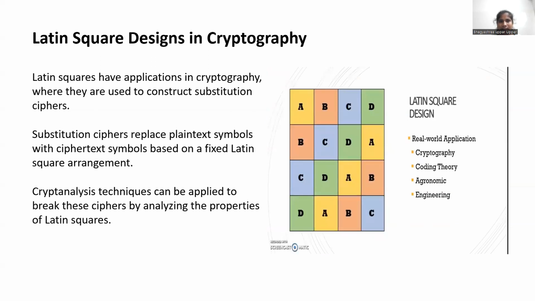Latin square design in cryptography. Latin squares have applications in cryptography where they are used to construct substitution ciphers. Substitution ciphers replace plain text symbols with cipher text symbols based on a fixed Latin square arrangement. Cryptanalysis techniques can be applied to break these ciphers by analyzing the properties of Latin squares.